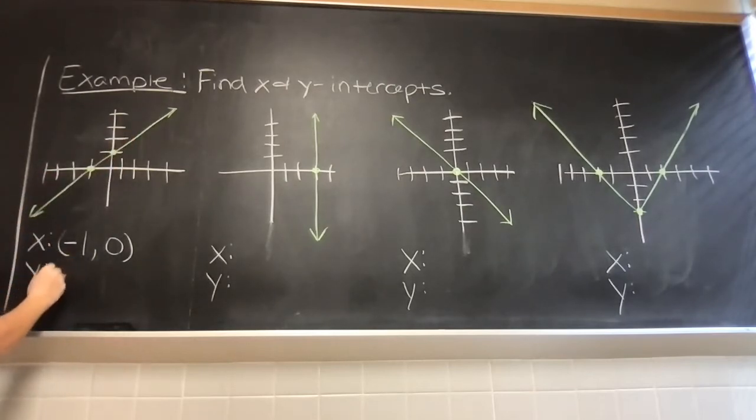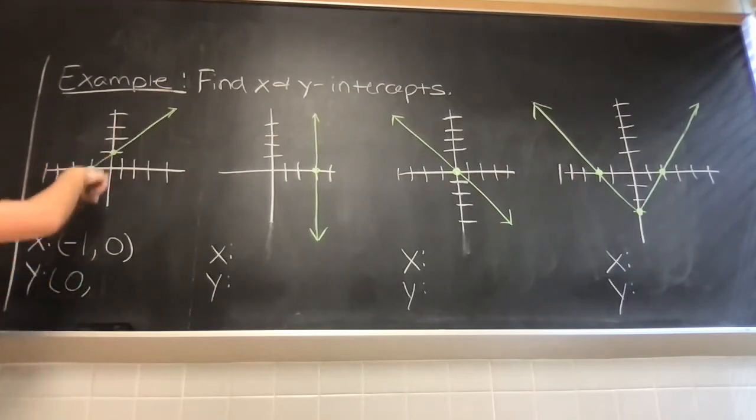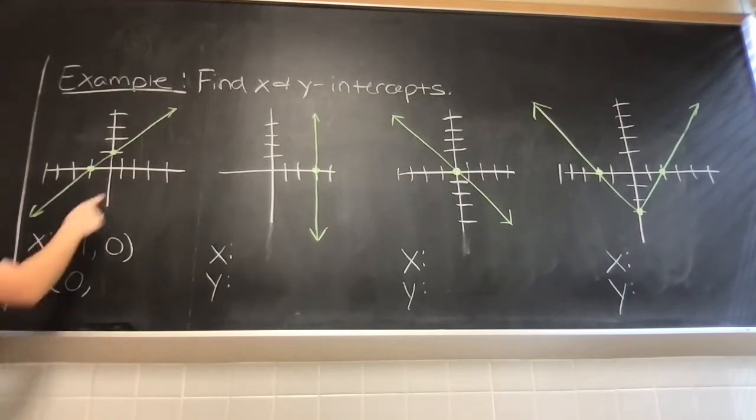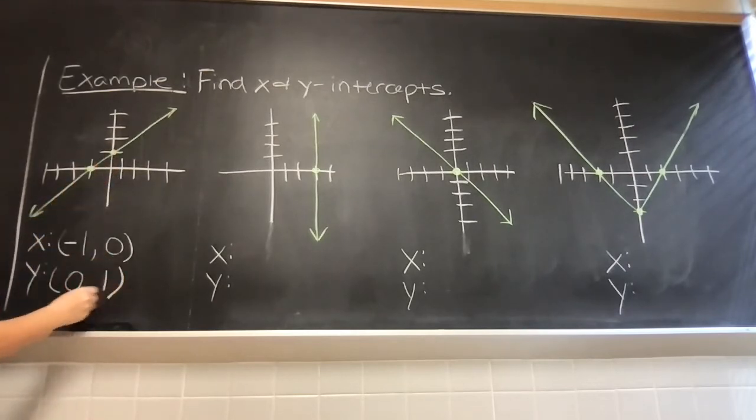So similarly, our y-intercept will always have a 0 in the x place because that's the value of x at the y-axis. So our y-intercept for this line is up 1 unit. So that's at the point 0, 1. Okay, let's look at the second graph.